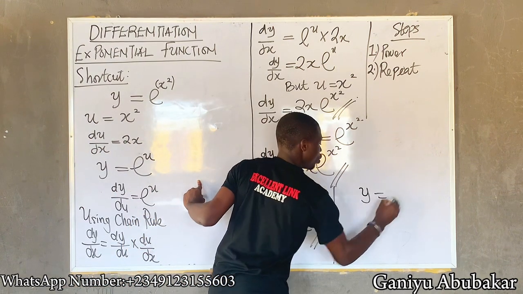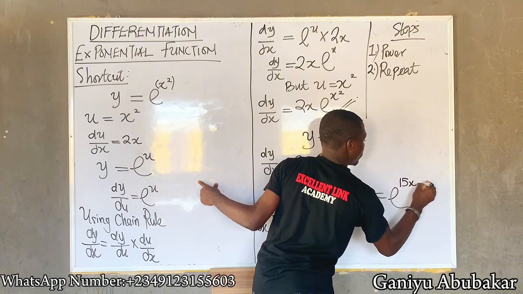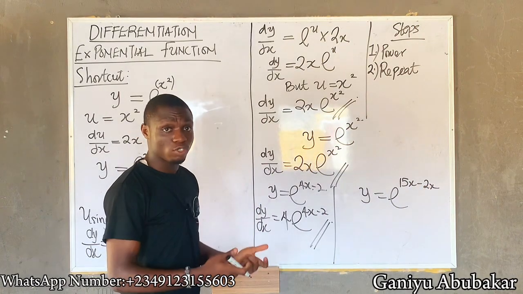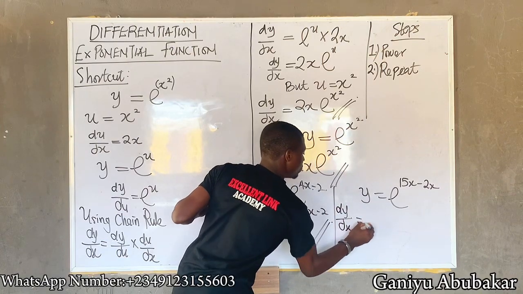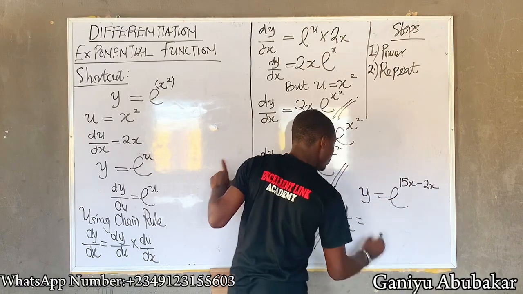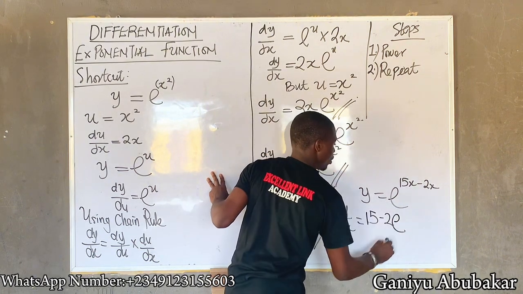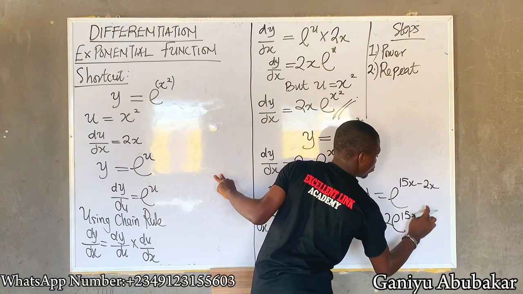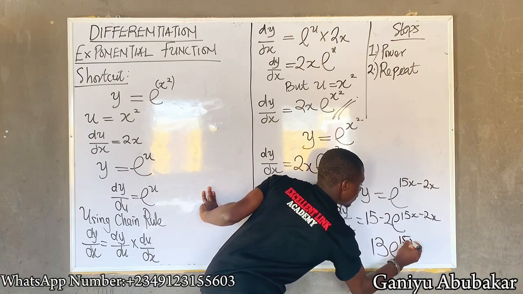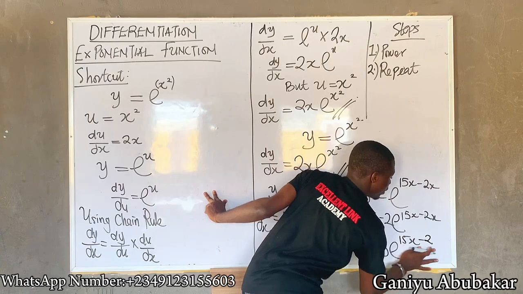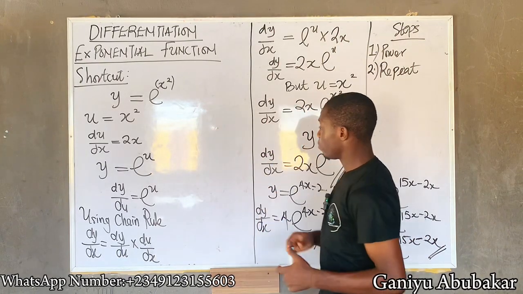Let's say I have that y is equal to exponential 15x minus 2x, for instance. Still easy to do. What do you do first? I am differentiating y with respect to x. So I have dy over dx equal to the derivative of 15x minus 2x. So I'll have 15 minus 2 after differentiating. Then repeat the question, exponential 15x minus 2x. 15 minus 2 is of course 13. So I'll have 13 exponential 15x minus 2x. So this is how I solve problems involving the shortcut of exponential function.